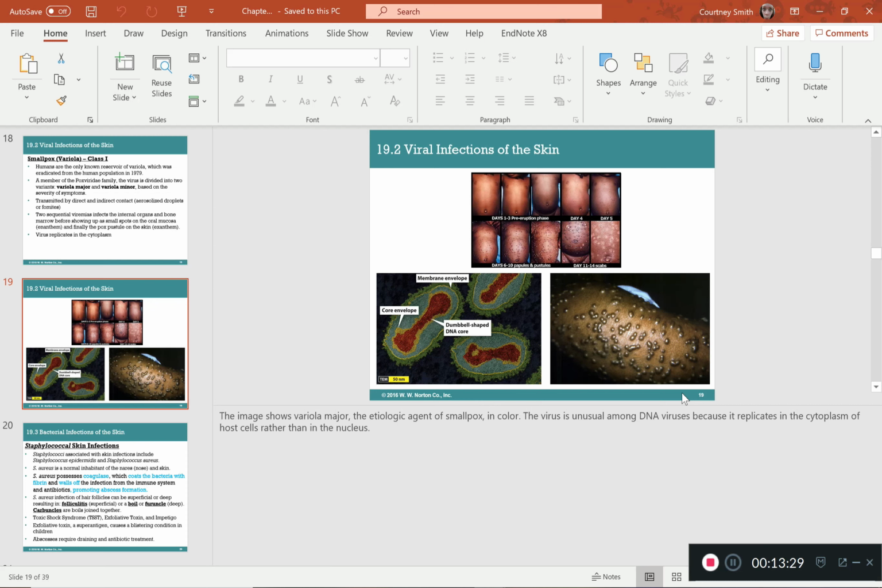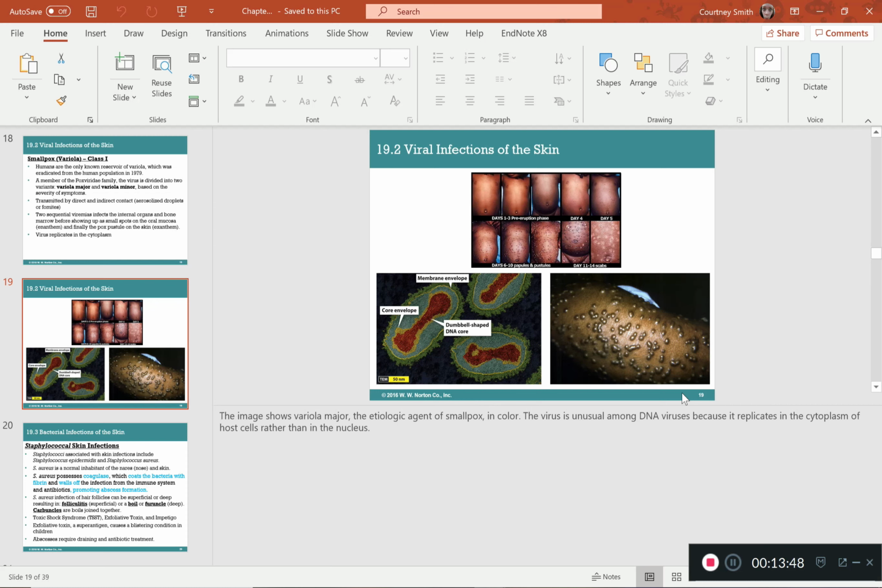Okie dokie. Yeah, I believe that's all I wanted to say about smallpox. Like I said, it's not one of the big ones that you'll be seeing a lot of. So I care more about chickenpox, herpes, HPV, stuff like that.